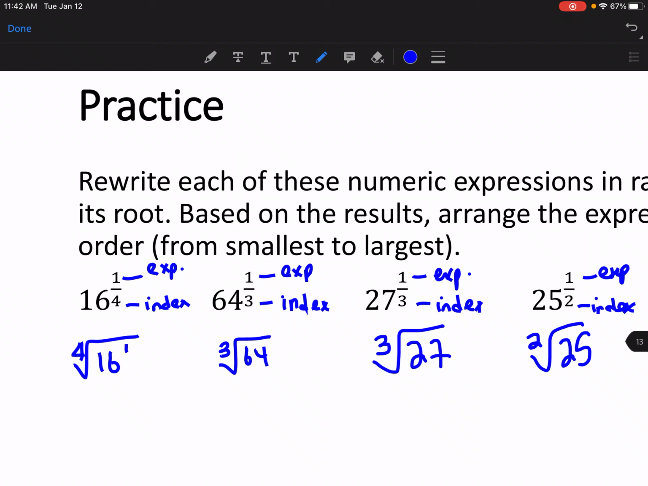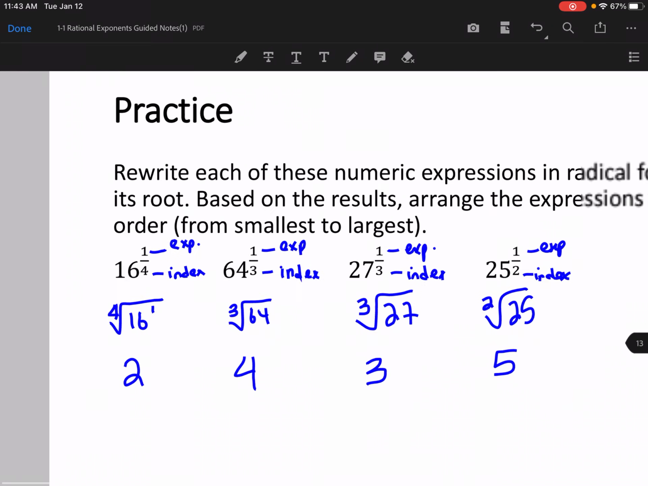Another way to do this is to think of a number. One number that when I multiply 4 times, I get 16. So 2 times 2 times 2 times 2 gives me 16, so this is 2. All right, one number when I multiply 3 times, I get 64. That will be 4. A number I multiply 3 times to get 27, that will be 3. And then a number I multiply 2 times, I get 25, the number that I multiply by itself. So that will be the square root of 25. We're familiar with that one, that is 5.